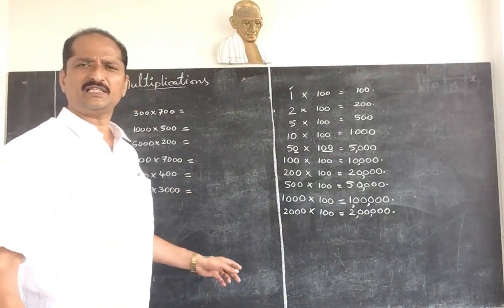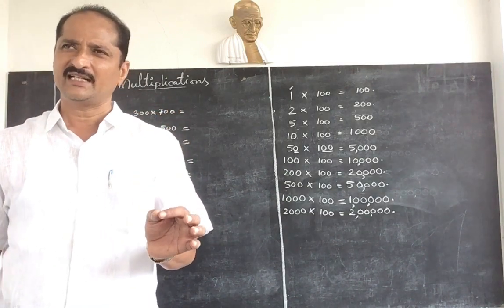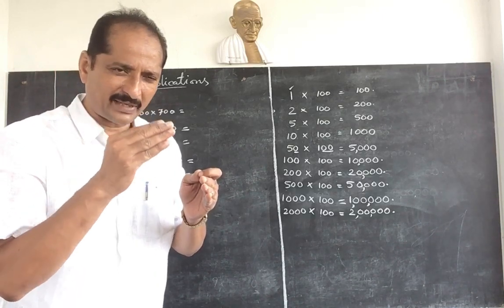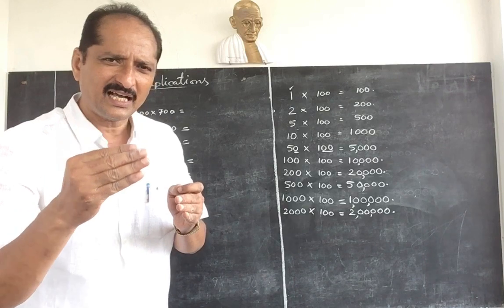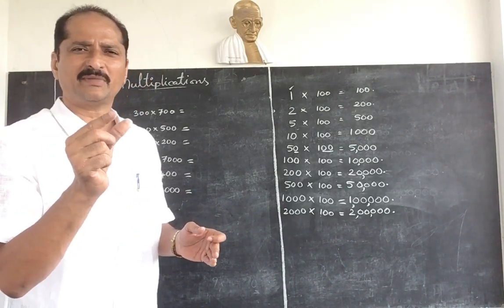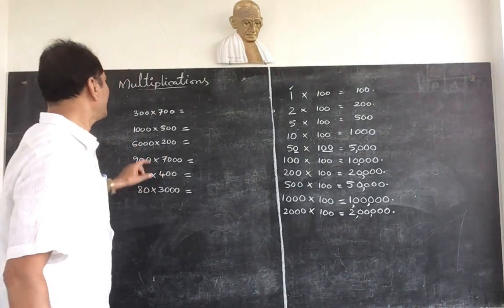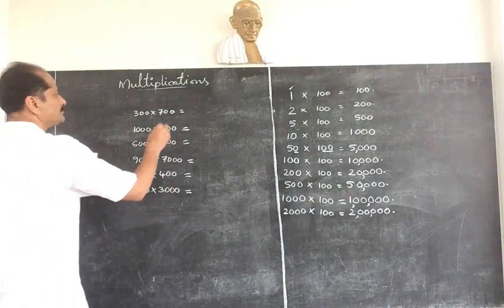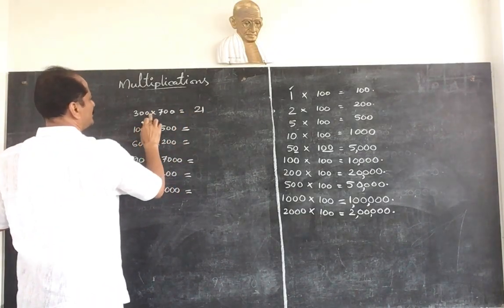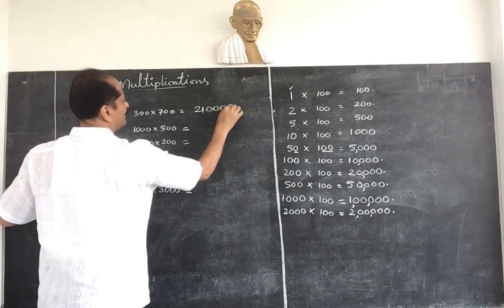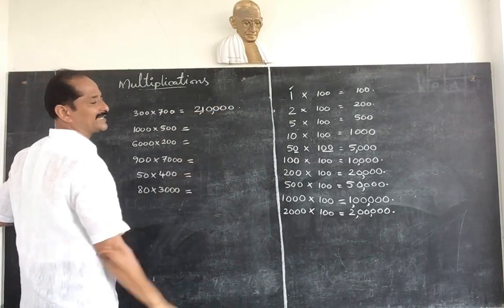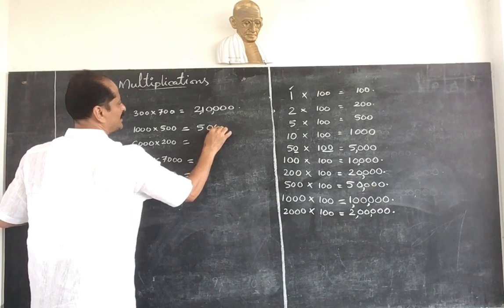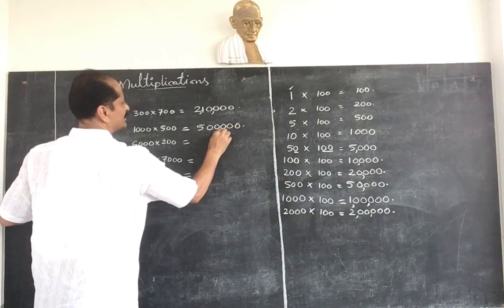Just for knowing these values, first multiply the numbers, then afterwards add the number of zeros in the multiplicand and the number of zeros in the multiplier, followed by the product. Now here 3 into 7 is equal to 21. 1, 2, 3, 4, 4 zeros. 1, 2, 3, 4. So that is equal to 2,10,000. Next here 1 5s are 5. Afterwards 3 zeros plus 2 zeros. 1, 2, 3, 4, 5 zeros. So this is equal to 5 lakhs.